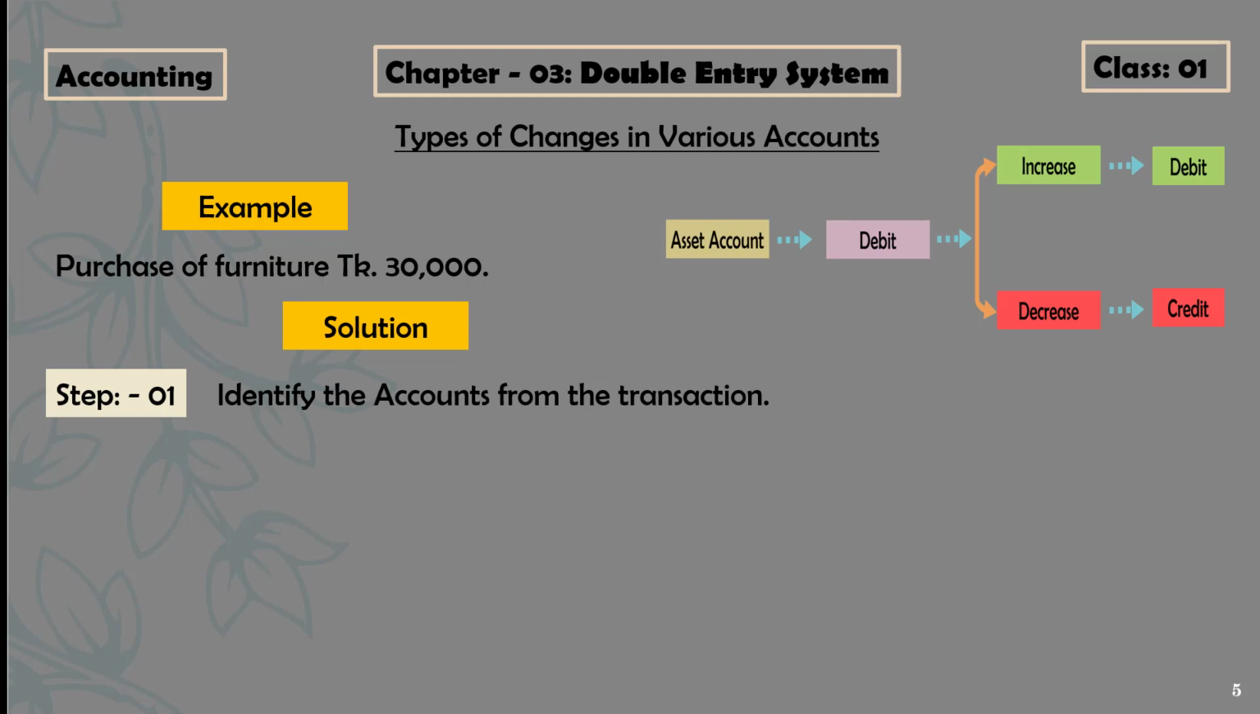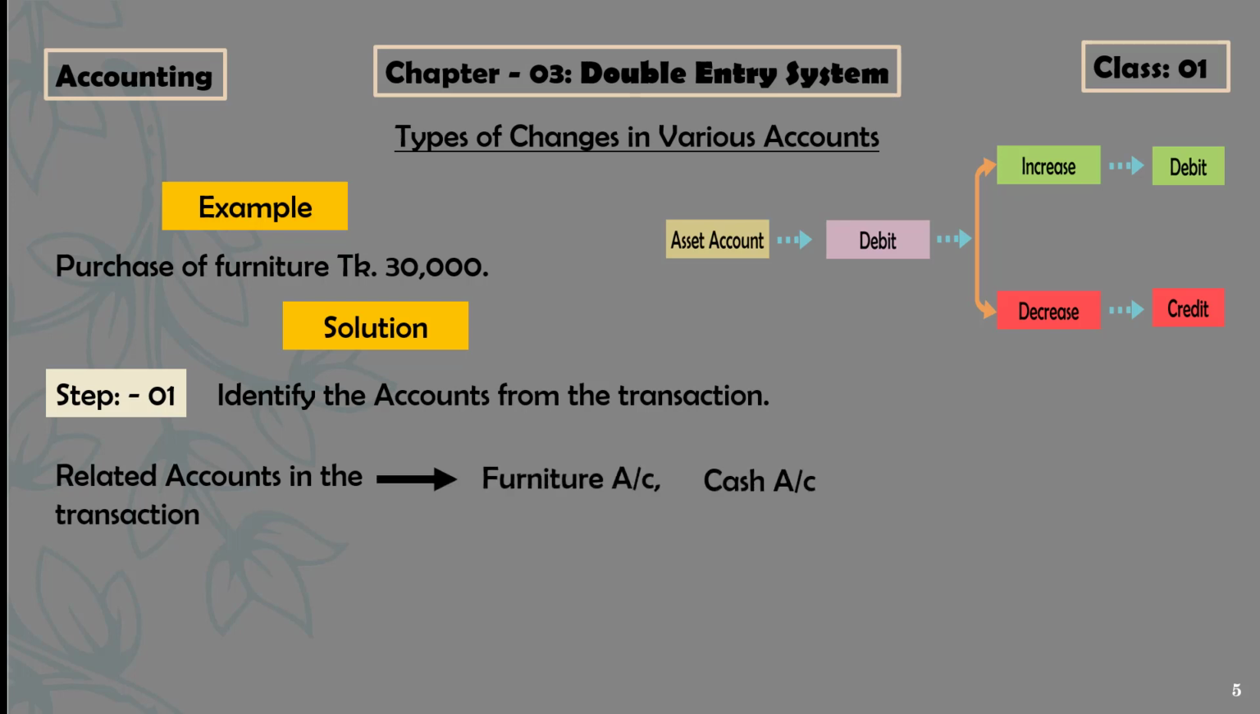Step 1, identify the accounts from the transaction. According to the given transaction, purchase of furniture, the related accounts are furniture account and cash account. We know, according to the double entry system, there must be at least 2 accounts related to a transaction.